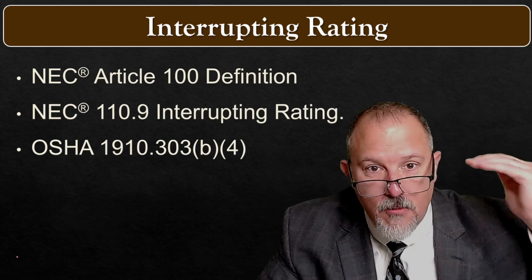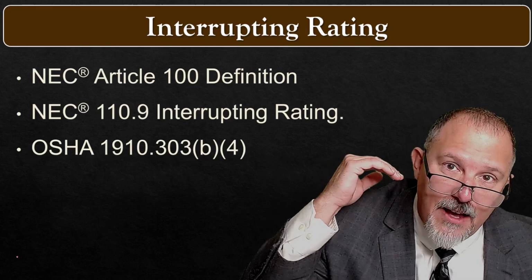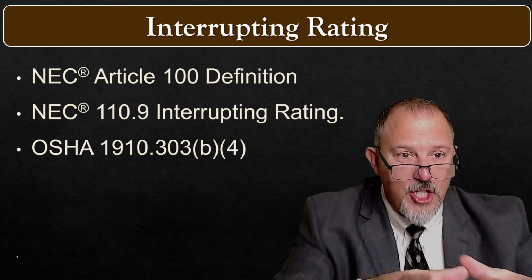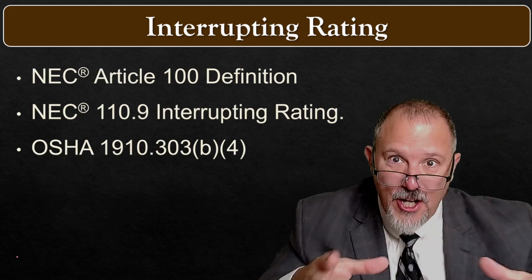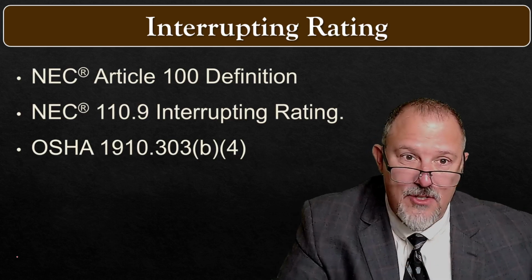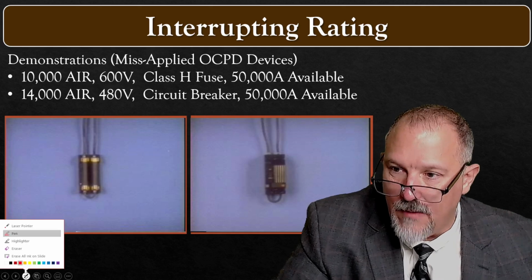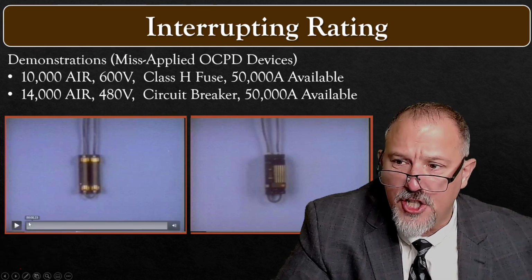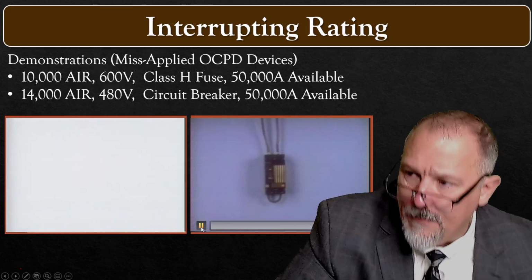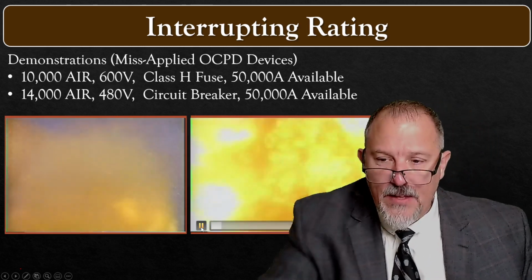Code Panel 10. 110.9 tells us that the rating has to be greater than the available fault current. OSHA tells us how important this is, because if you don't do this correctly, you can achieve an unintended rapid disassembly in the field.